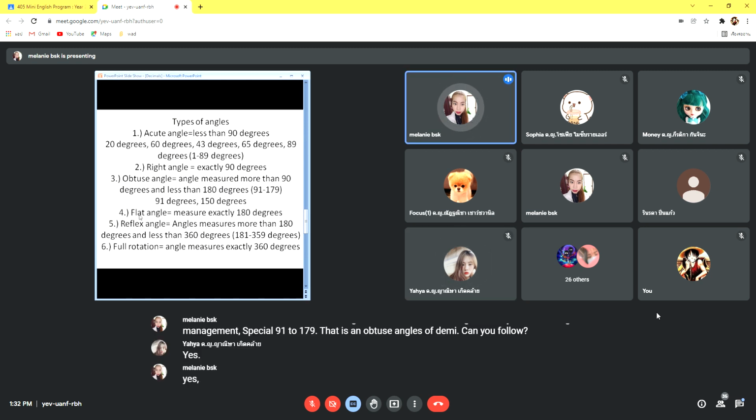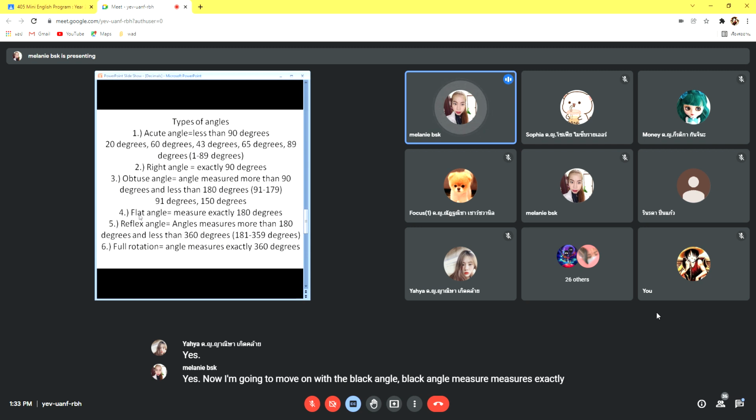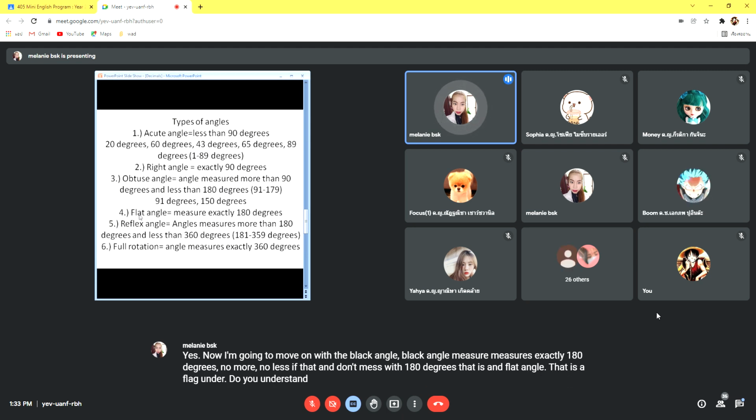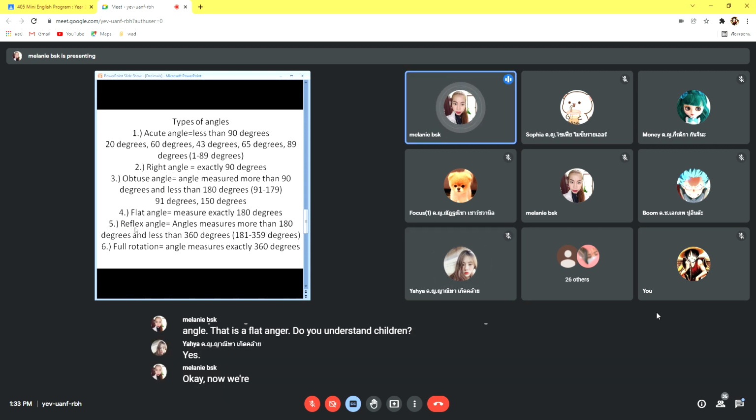Now we're going to move on with the flat angle. Flat angle measures exactly 180 degrees, no more, no less. If the angle measures 180 degrees, that is a flat angle. Do you understand, children? Okay. Now we're going to move on with number 5.